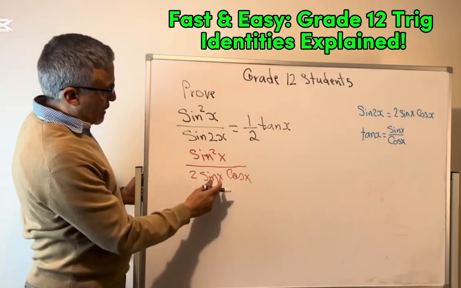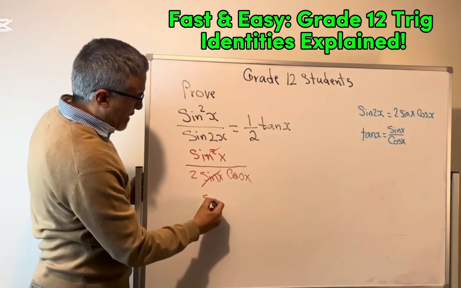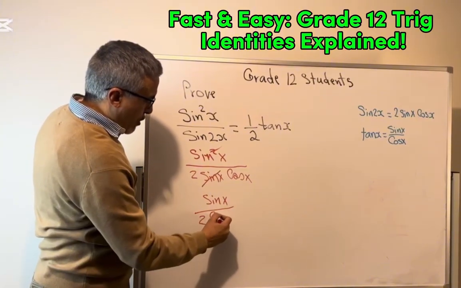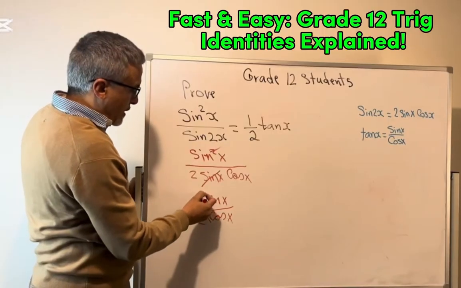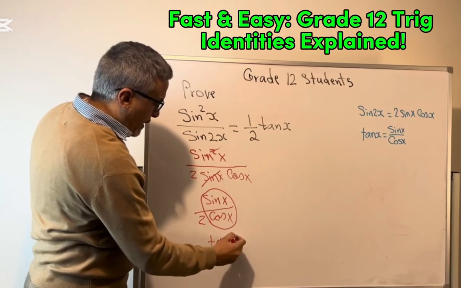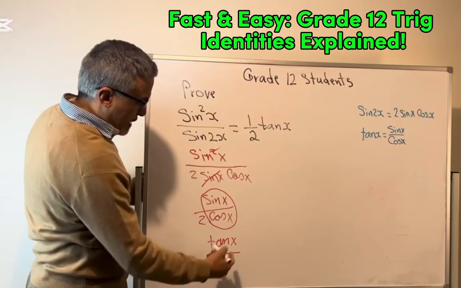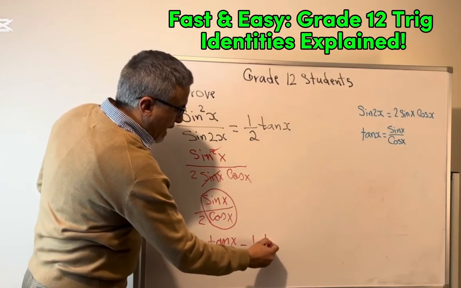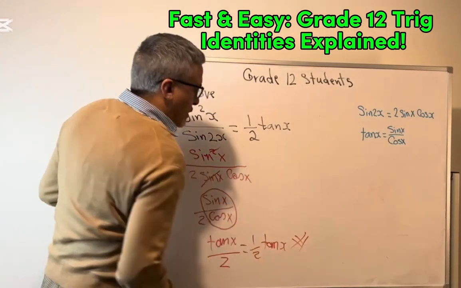Now, as you see, I can cancel the sine x with the square. So I have sine x over 2 cos x. Now, as we said, sine x over cos x is tan x. So we could write this as tan x. But remember, there's a 2 on the bottom of the fraction. So that 2 is going to stay there, which is the same as half tan x. And that equals exactly that. And that's what we need to prove for this one.